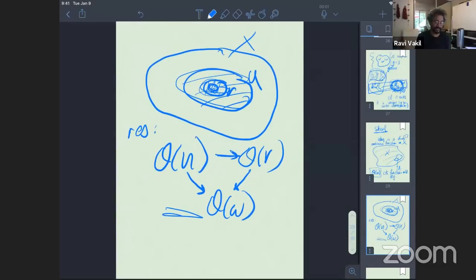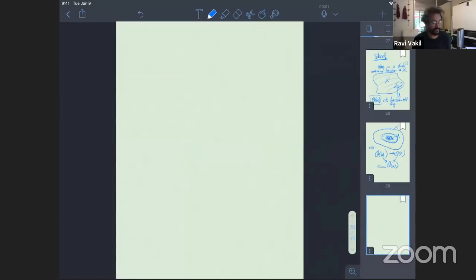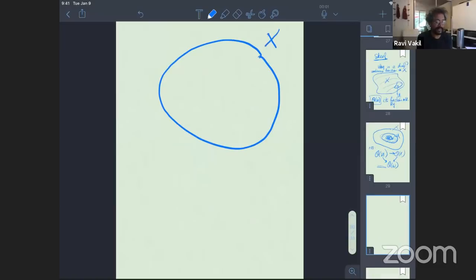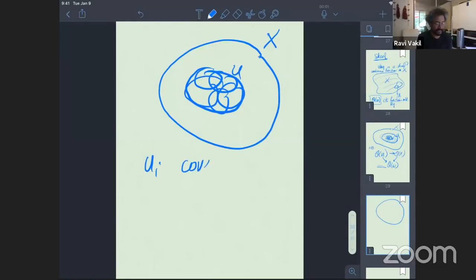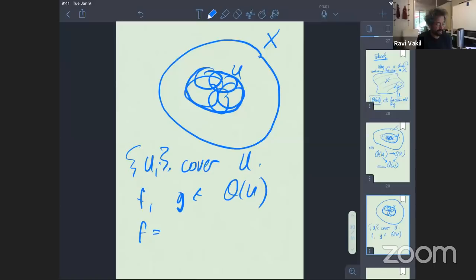Now there are two further things which are also obvious, but actually have a somewhat different flavor. If you take X and I have an open set U and I cover it by a bunch of other smaller open sets, and let's say I have two continuous functions on U, and they are the same on each open set, meaning the restrictions to each open set are the same, well, then they must have been the same function on U to begin with. That's clear because that's how functions work.